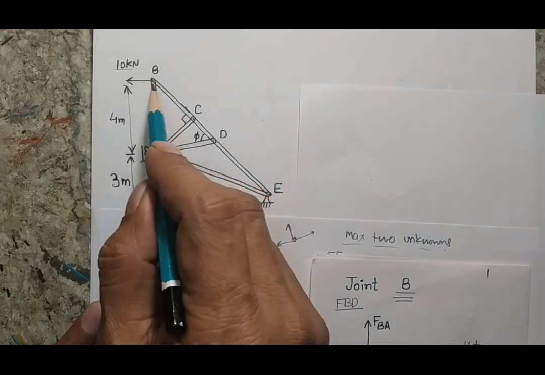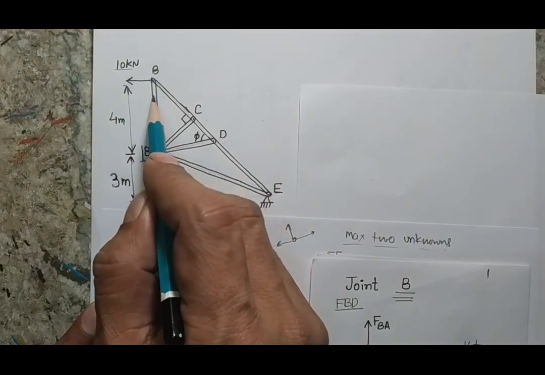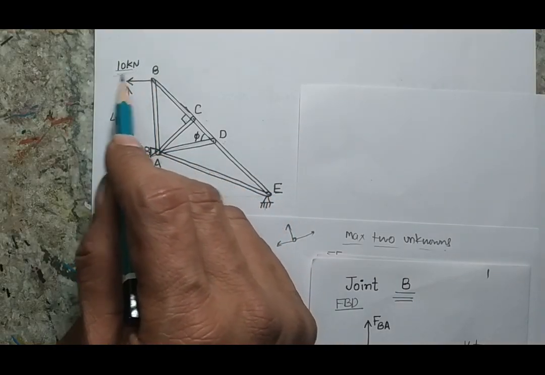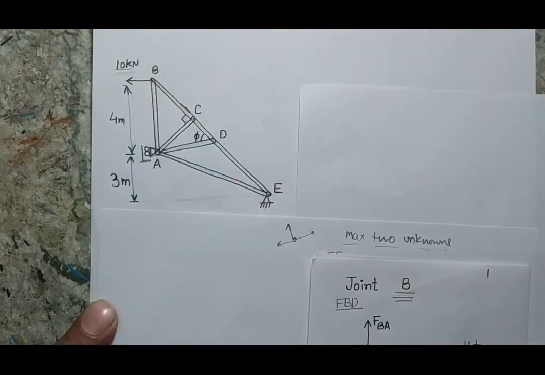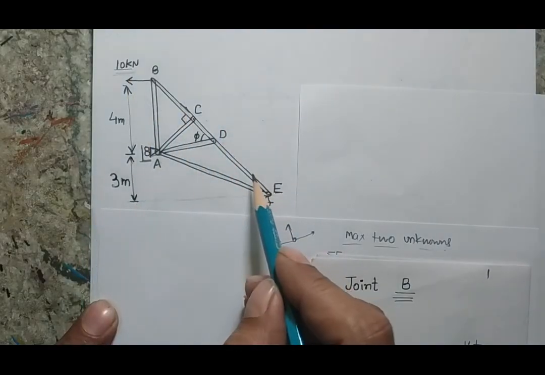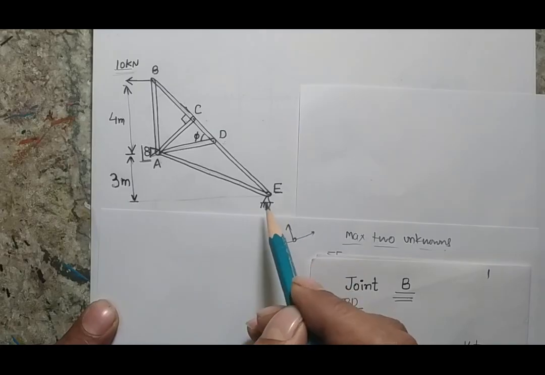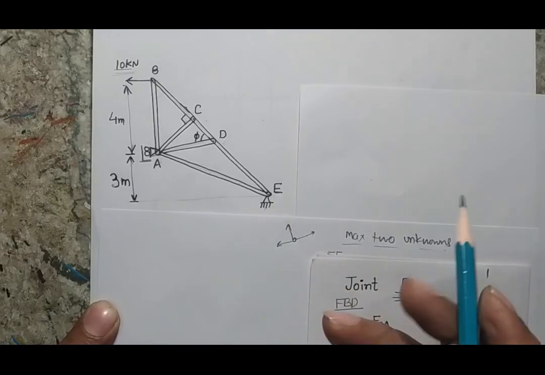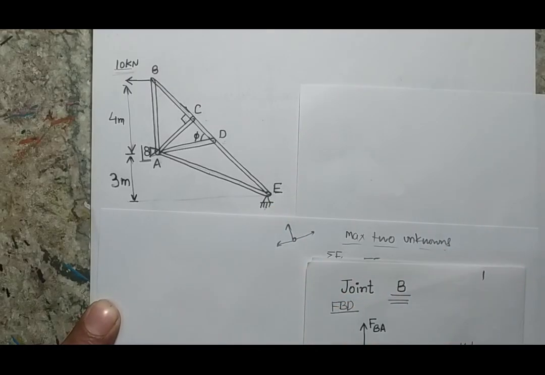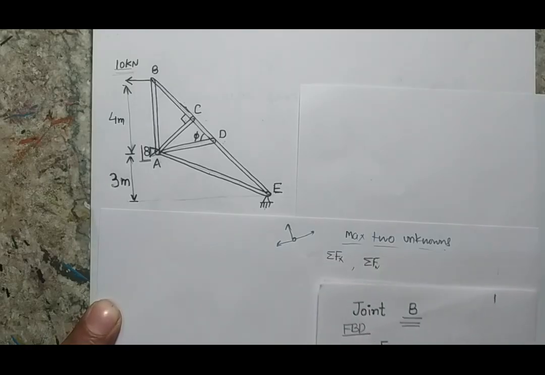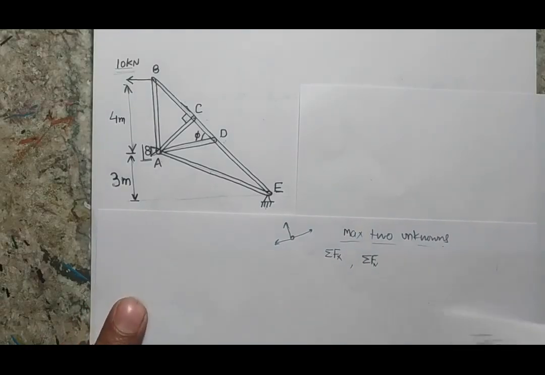No. If I look at joint B, there are two members, but I have a third additional force, so these two members will not be zero force members. Similarly, I have two members at joint E, but there is a support, so again it will not be a zero force member. So now I request you to make the free body diagram of joint C.